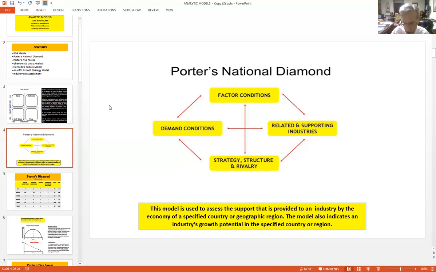Maybe there's another company that distributes to the retailers or the industrial customers, for that matter. Maybe there's another company that provides maintenance services, and so forth. So in a particular industry, there usually are a few very vital industries that are related to your company and its products or services, and support your company and your rivals.